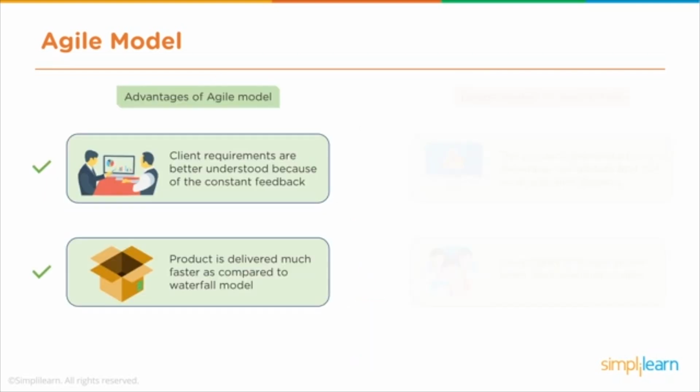The key advantages of running a sprint with Agile are that the client requirements are better understood because the client is really integrated into the Scrum team. They're there all the time. And the product is delivered much faster than with a traditional waterfall model. You're delivering features at the end of each sprint versus waiting weeks, months, or in some cases years for a waterfall project to be completed.